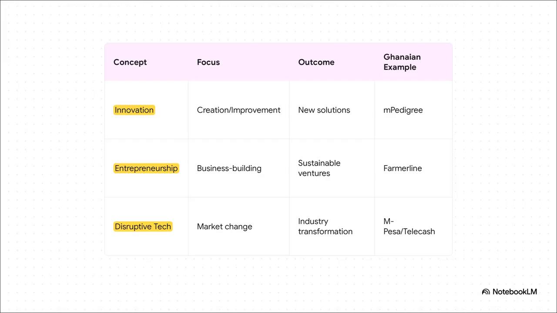Okay, let's do a quick recap just to make sure all this sticks. So innovation is all about the creation of a new solution, like M-Pedigree did. Entrepreneurship is about building a sustainable business around that solution, like Farmerline. And disruptive tech, that's about fundamentally changing the entire market, like M-Pesa. They're three different concepts, but you can see how they often work together. And when they do, that's when you get something truly special.